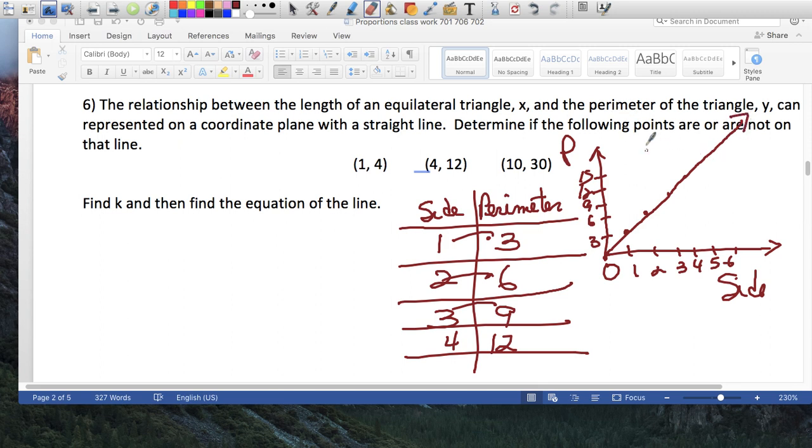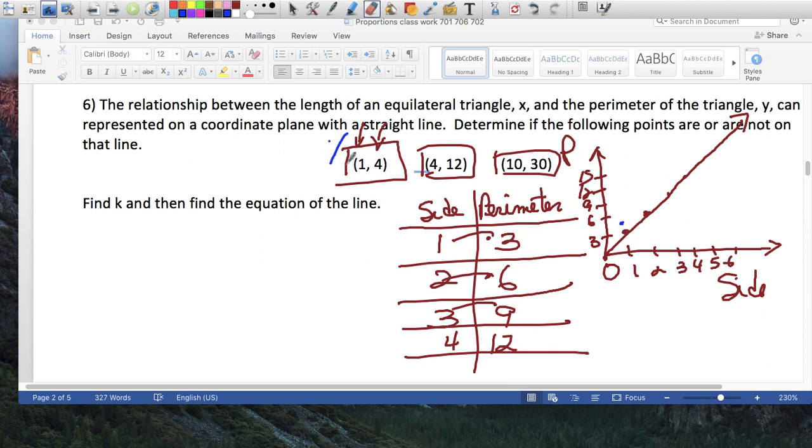So what they're asking is, I want you to take a look at these following points: 1 and 4, 4 and 12, 10 and 30. Would these points be on the line, or would they be outside the line? So you've got two choices. They're either on the line or outside the line. So let's look at 1 and 4. This says that when the side of the triangle is 1, the perimeter is 4. Would that be on the line? No, because, and I'll change colors, 1 and 4 would be a little bit above, somewhere over there.